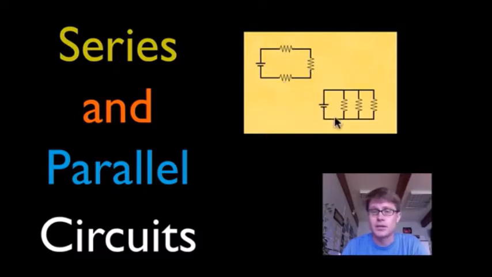If you look at this one, this is a battery connected to three resistors as well, but they're parallel to one another. In other words, there's three loops that electricity can take, and so we call it a parallel circuit.